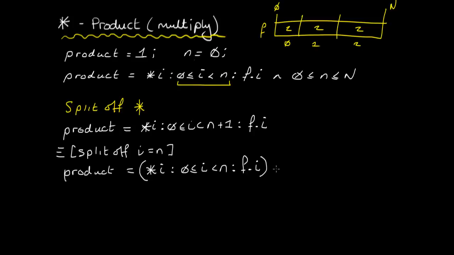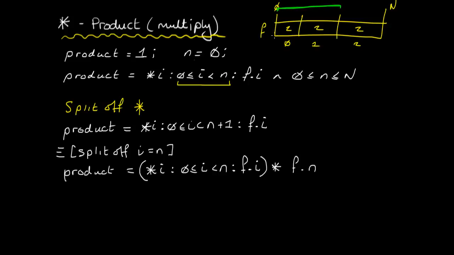So how do we split off now? Well, just like we split off with a plus for summation, we're going to split off with multiplication here. And we're just going to multiply on the next bit, the f.n bit. So, for example, in our array up here, let's imagine we had processed everything up to here.